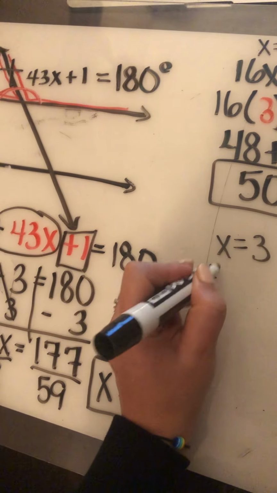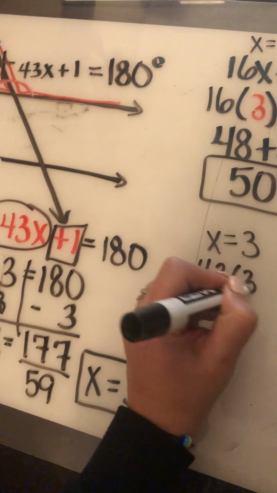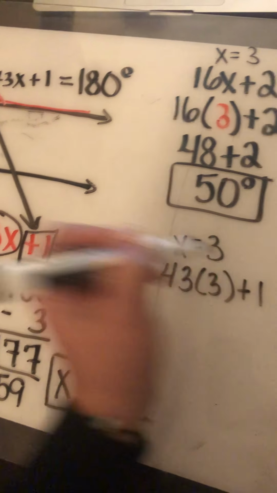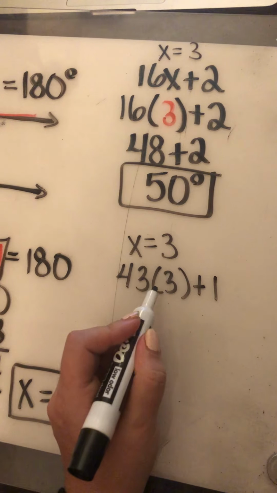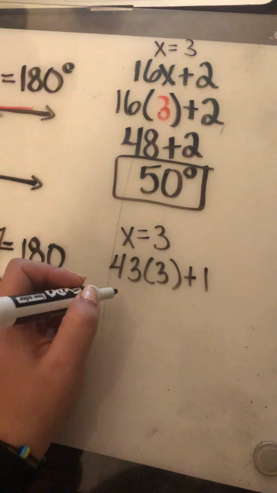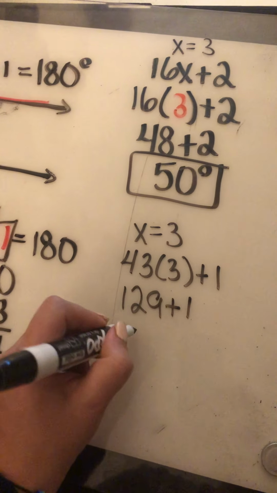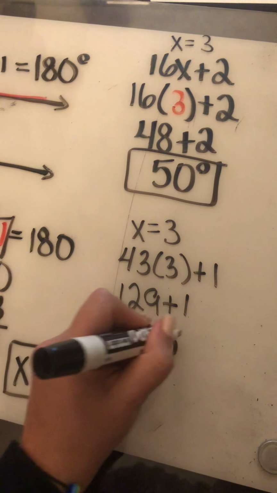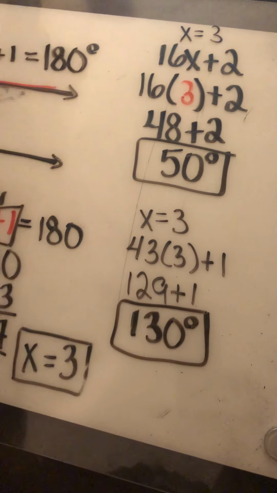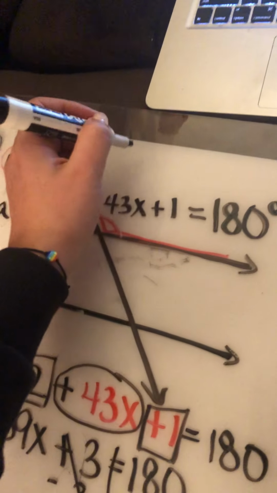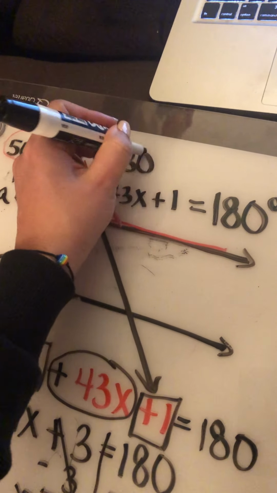x equals 3. The angle is 43 times x plus 1, right? 43 times 3 is going to be 129 plus 1. So our final answer will be 130 degrees. So this angle is equal to 130 degrees.